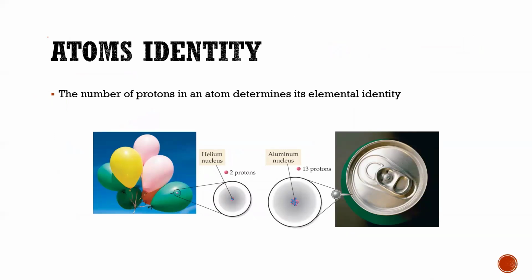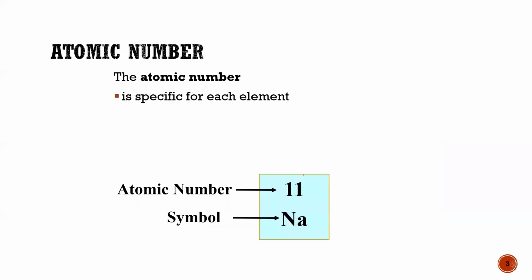So how do we identify an atom? The atomic number is how we identify an atom, and the atomic number is the number of protons. So a helium nucleus, right? If I have 2 protons, I'm helium. That's just how it is. If I have 13 protons, I'm going to be aluminum, no matter what. That's how I identify an element. It's based on the number of protons.